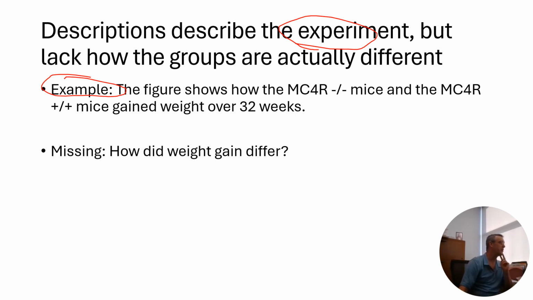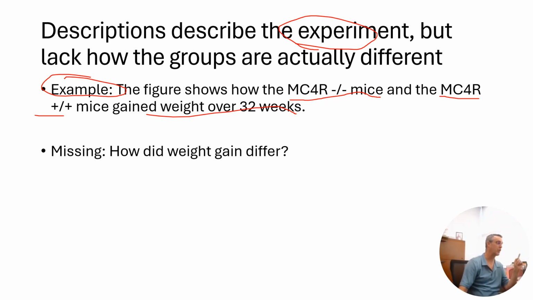But anyway, remember these were compared. The figure shows how these two different groups of mice gained weight over 32 weeks. Indeed, the figure does show that, except this explanation does not explain how one group differed from the other group. And you can't just say, and another mistake I see sometimes is, they were different. They were different is extremely vague. Which group was higher? Which group was lower? Right? This is what we're looking for.